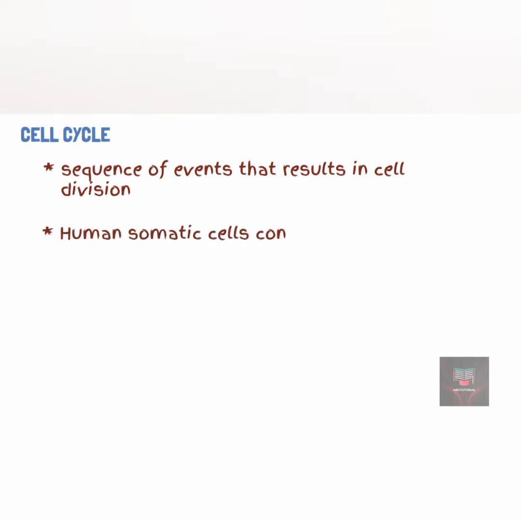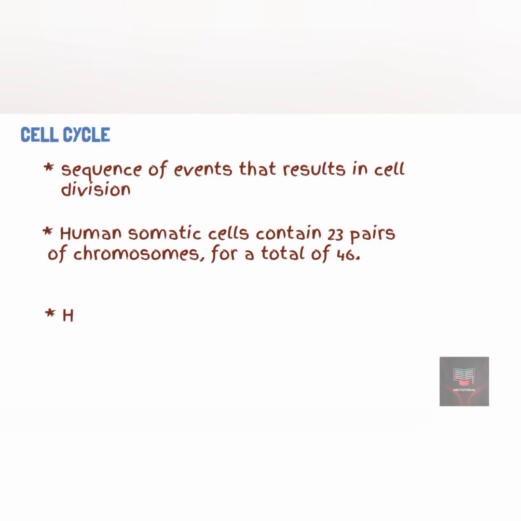The cell cycle is the orderly sequence of events in which somatic cells duplicate their contents and divide into two. Somatic cells contain 23 pairs of chromosomes for a total of 46 chromosomes. One member of each pair is inherited from each parent. The two chromosomes that make up each pair are referred to as homologous pairs.